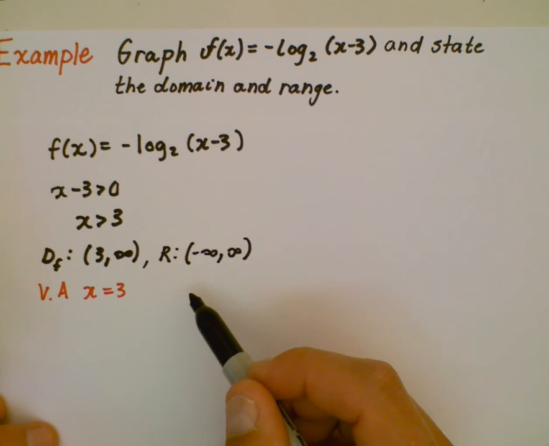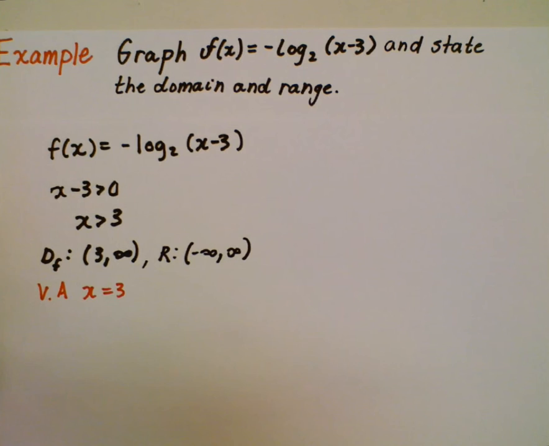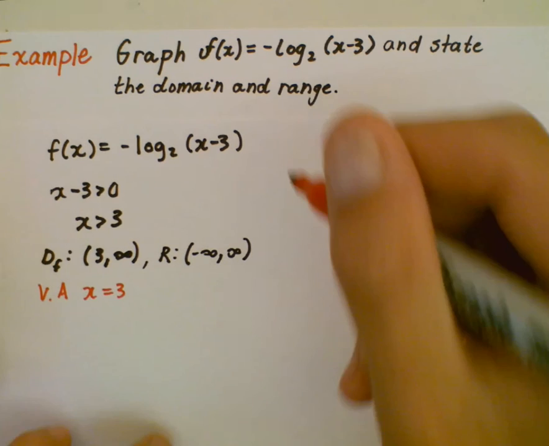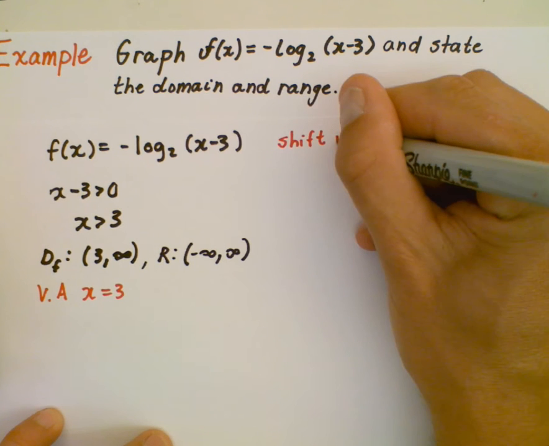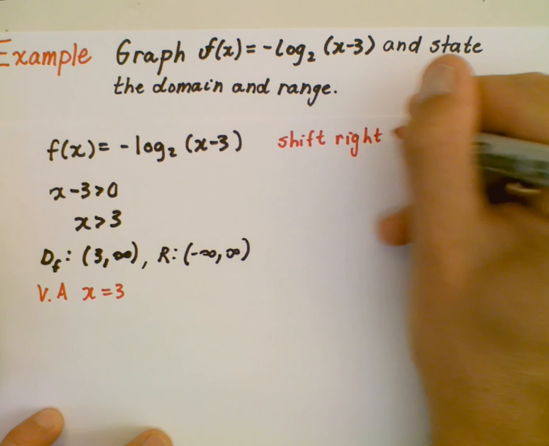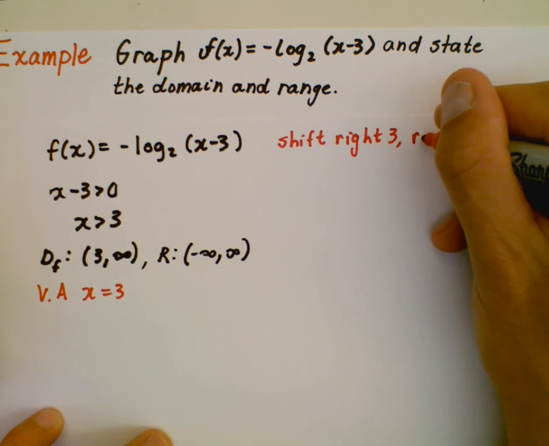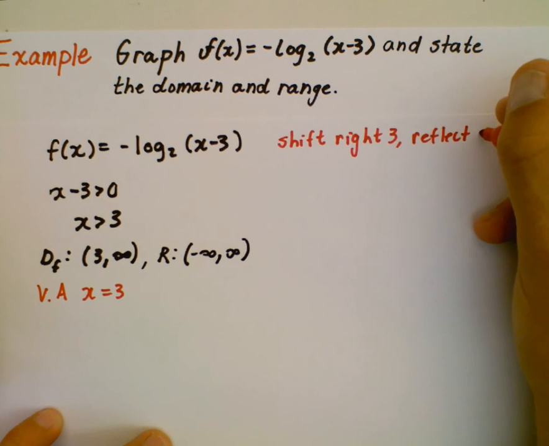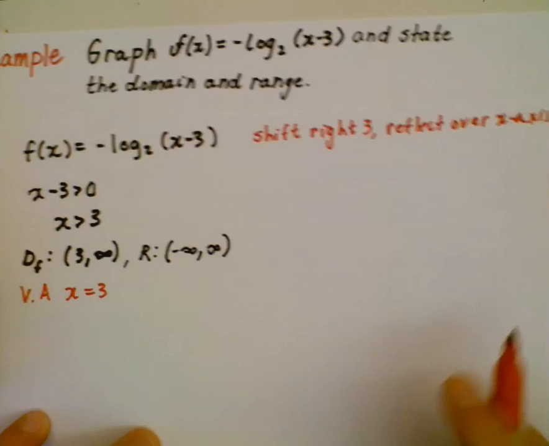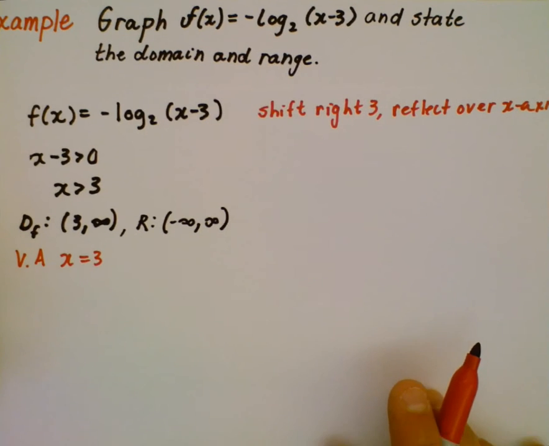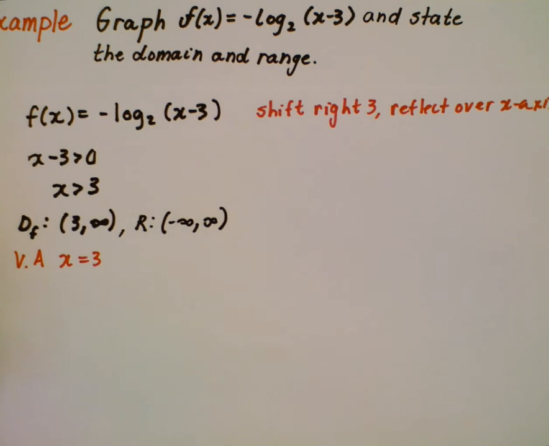To plot this function, it's good to know what's going on with this function. So we know that it's shift right 3, and then it's going to reflect over the x-axis. Okay, so that means you just take the opposite of your y value here, excuse me.